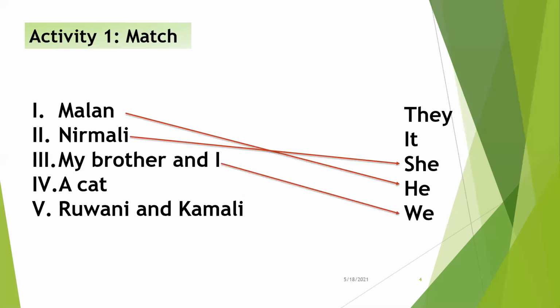You have to select we. A cat. It. Ruwani and Kamal. There are two persons. Then you have to select they.